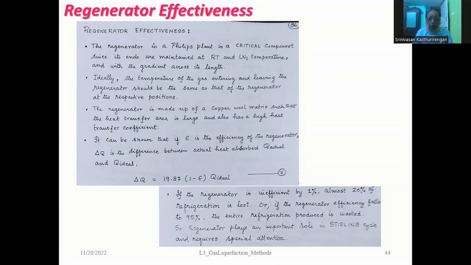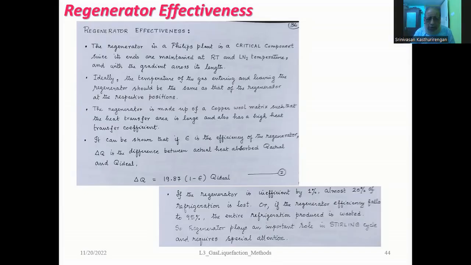Now, what is the regenerator? The regenerator material will normally be made out of fine wool, of an SWG standard wire gauge of approximately 36, 37 of that order. Okay, ideally, the temperature of the gas entering and leaving the regenerator should be the same as that of the regenerator at the respective positions. In earlier times the regenerator was made out of a copper wool matrix such that there is a large surface area and a high heat transfer coefficient.